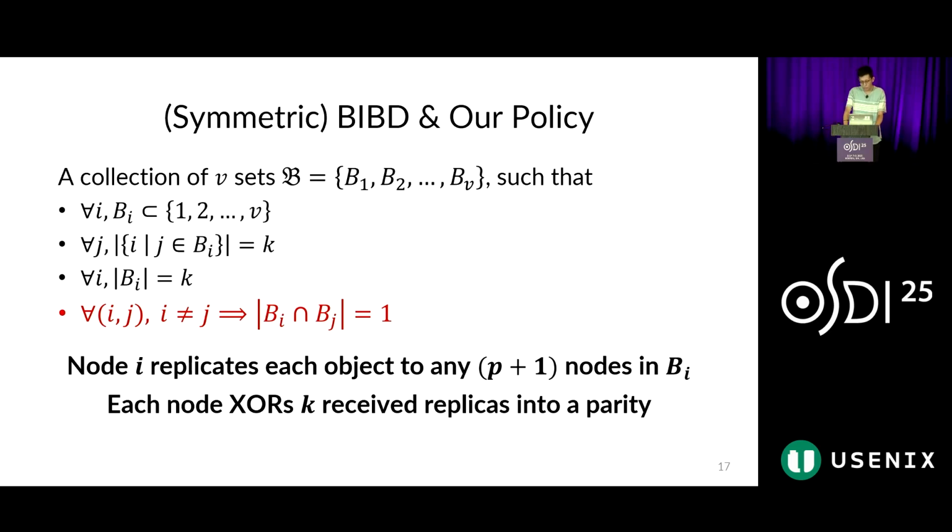Our policy is, for each object, its primary node arbitrarily chooses p plus 1 valid backup nodes for it and replicates the object to them. If node i receives one object for each node in Bi, it encodes the k replicas into a parity using XOR.